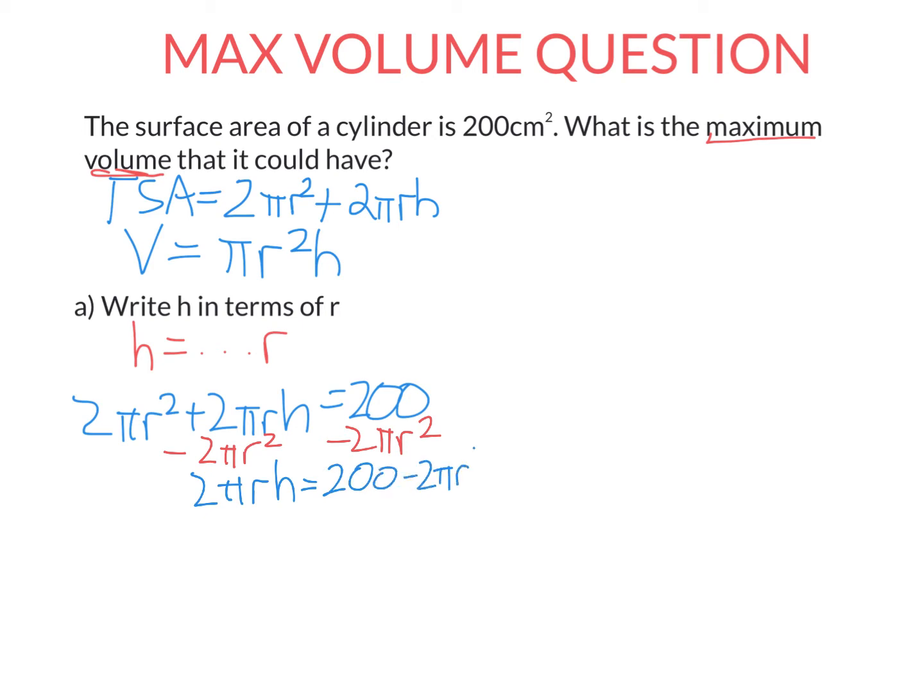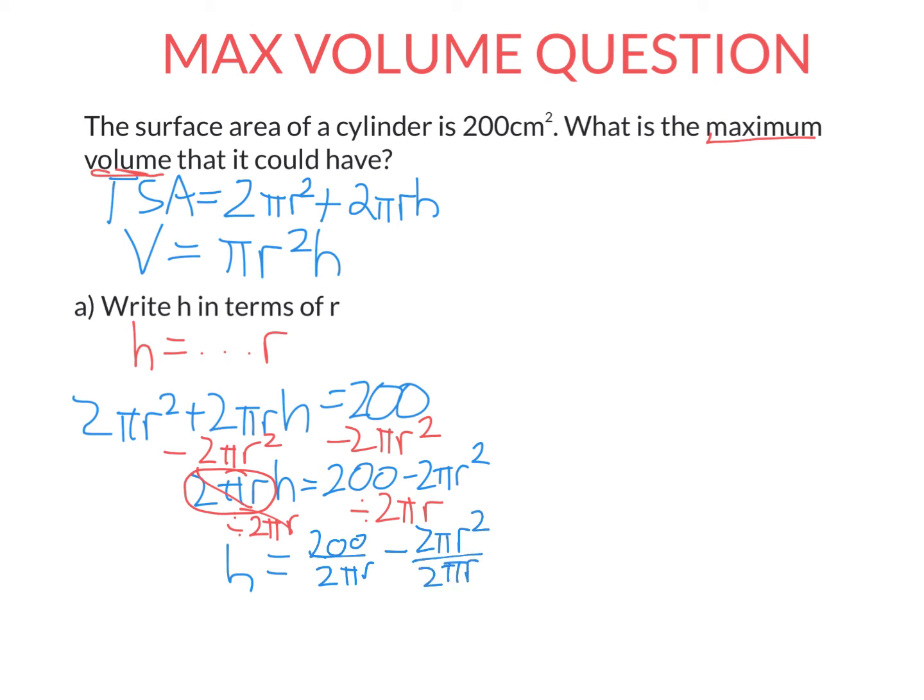So now how am I going to get H by itself? Well, I've got something times H. This is just the steps of solving equations that you've done since year 7. The way I undo timesing by something is to divide each side by that something. So I'm simply going to divide each side by 2 pi r. If I divide the left-hand side by 2 pi r, I'm left just with H. For the right-hand side, to divide by 2 pi r, I need to divide everything by 2 pi r. So I need to divide 200 by 2 pi r, and then I need to divide 2 pi r squared by 2 pi r.